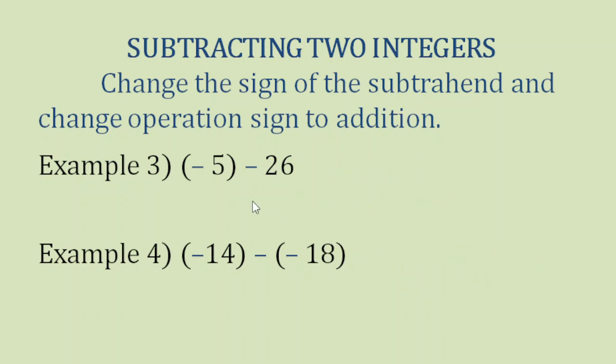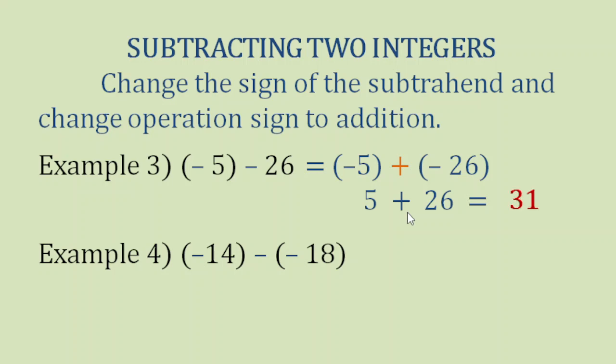Example number 3, negative 5 minus 26. Again, change the sign of the subtrahend. So negative 5 plus negative 26, they have the same signs. So meaning to say, we are going to treat the two integers as positive and add them. So 5 plus 26 is 31. And then attach common sign, which is negative.